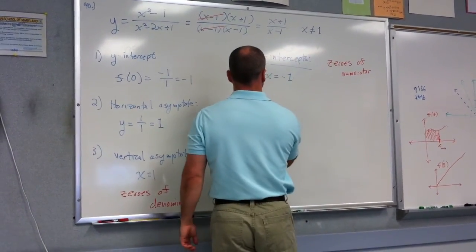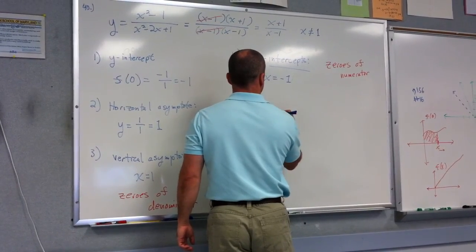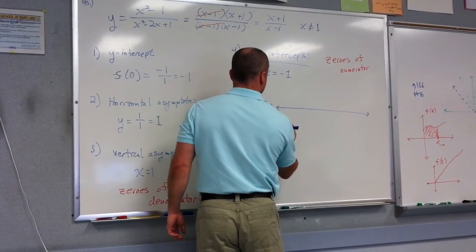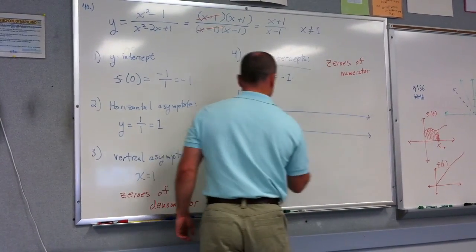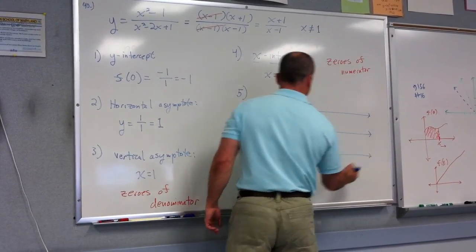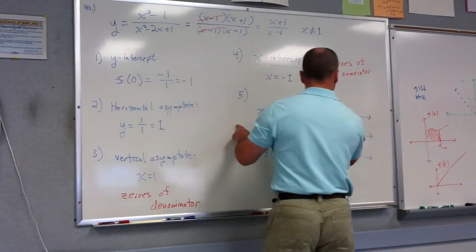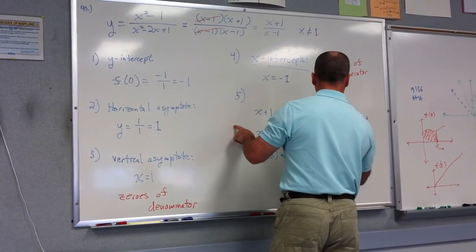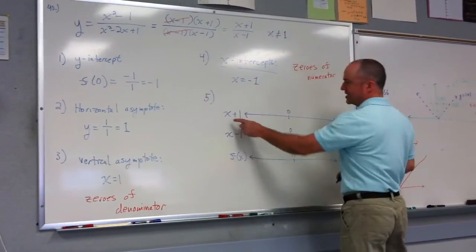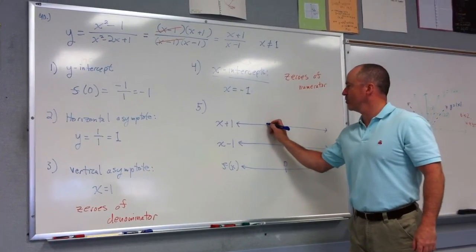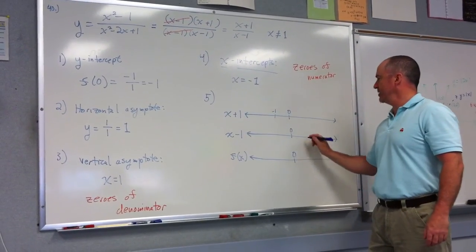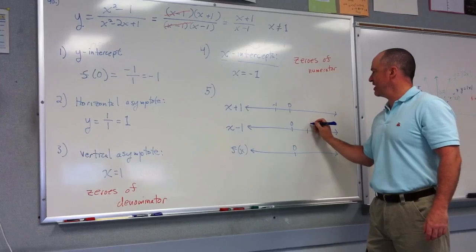Sign analysis. I've only got the two factors, x plus 1, make a number line, x minus 1, make another number line, and then the entire function, make a third number line. I'm interested in 0 on all three number lines. x plus 1 is interesting when x is negative 1. x minus 1 is interesting when x is positive 1.